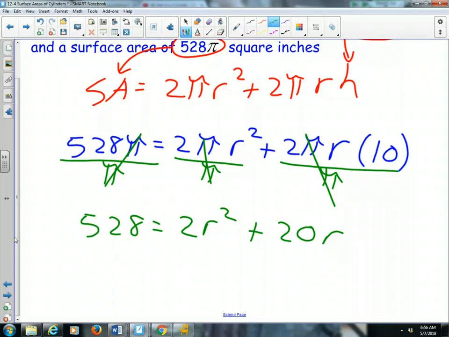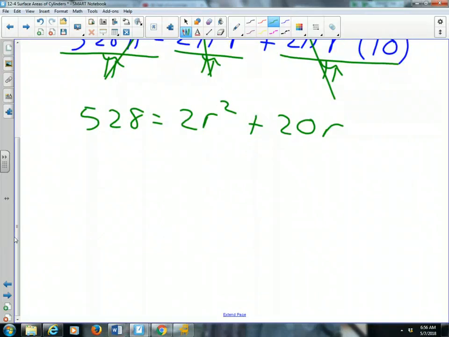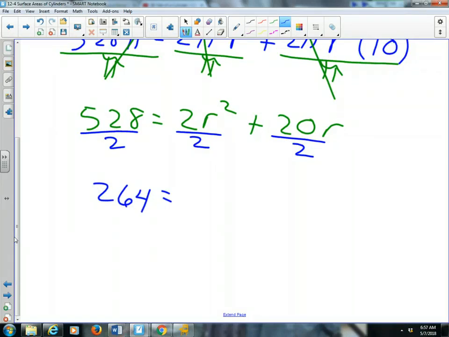Like I said, I have three different terms, and if they all have the same factor, I can divide by that factor, and it doesn't change the equation. Three different terms, and they are all divisible by 2. So let's divide each and every term by 2. 528 divided by 2 is 264. That equals 2 divided by 2 is 1r squared, plus 20 divided by 2 is 10r.